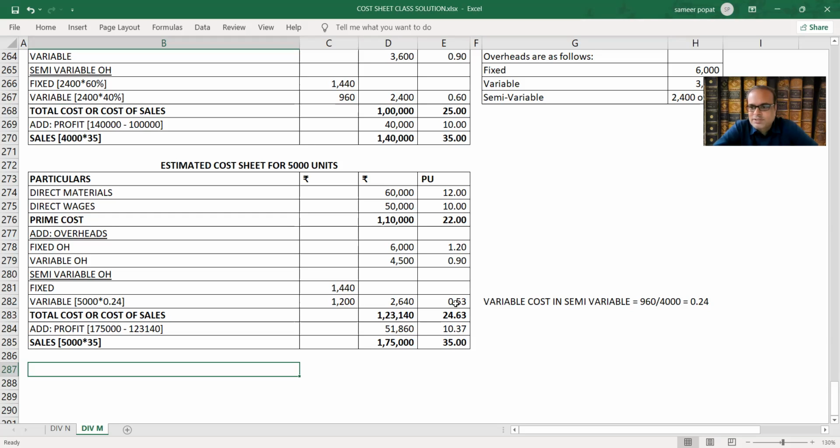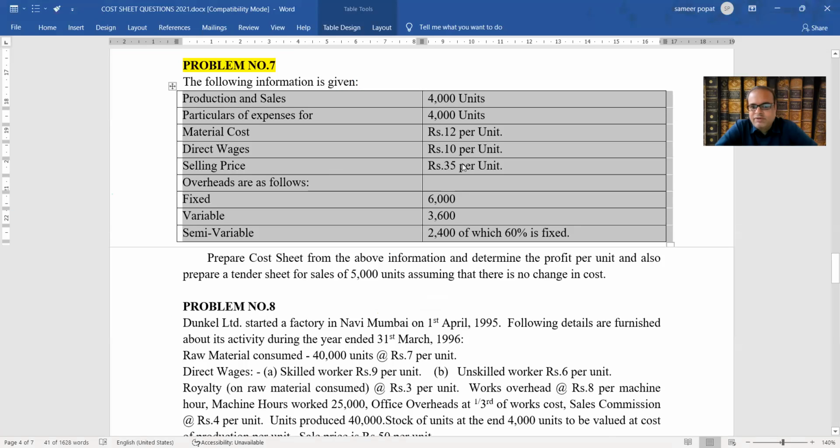Any doubts, any questions? Sir, for sales, the per unit cost does not change? In case of? Sir, sales, selling price. No, selling price would remain same because they were straight away given the selling price 35 per unit. So that is not going to change. Okay.